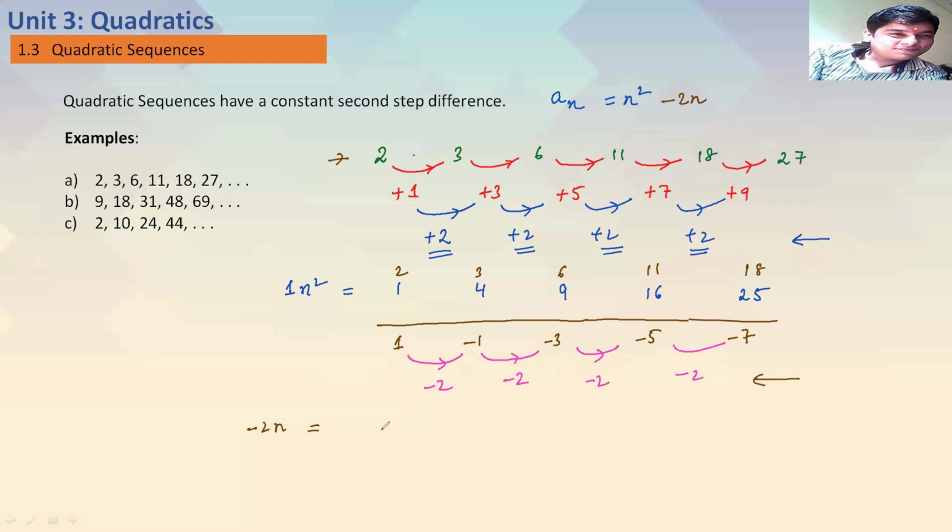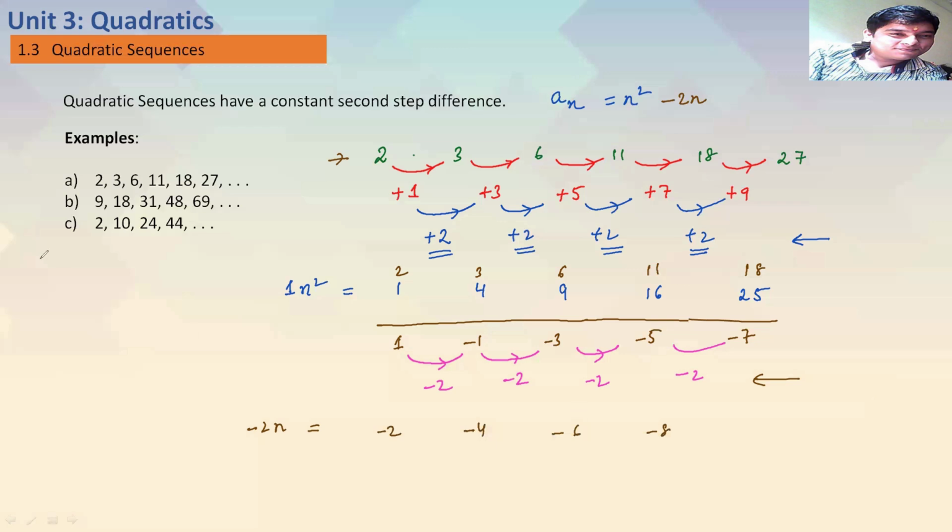So first one will be minus 2 times 1, minus 2. Minus 2 times 2 will be minus 4. Minus 2 times 3 will be minus 6. Minus 2 times 4 will be minus 8. And so on, right?